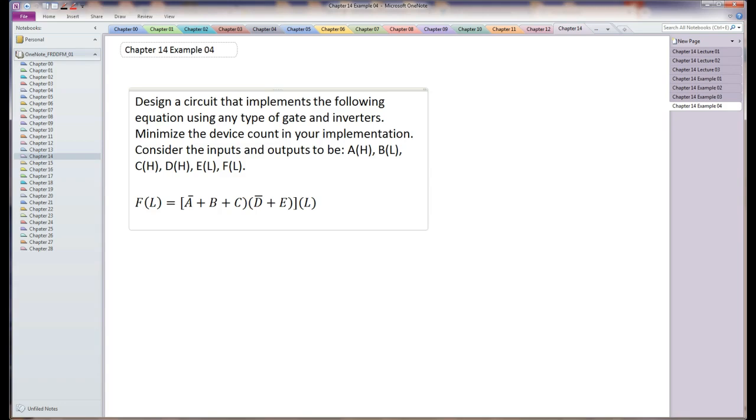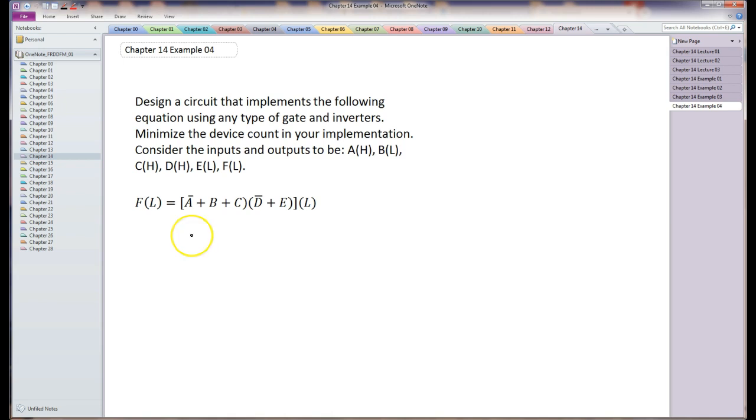Chapter 14, Example 4. Once again, this is another design problem where we are given the logic levels of the input signals and the output signal, and we need to generate a circuit that will implement this equation. The problem says minimize device count, which we'll need to play some games with. So let's just go ahead and do this.